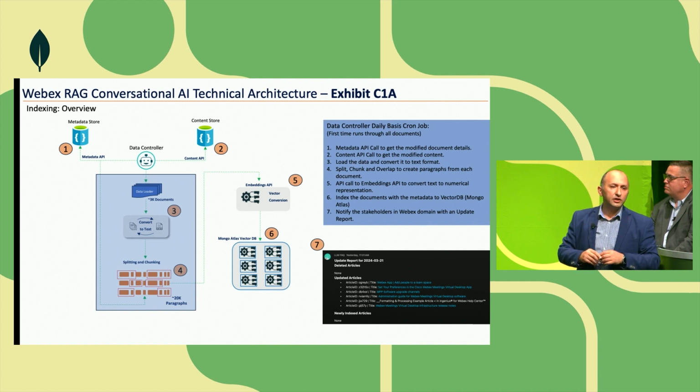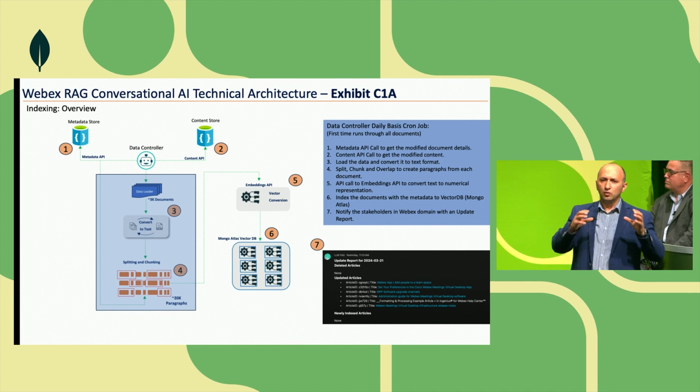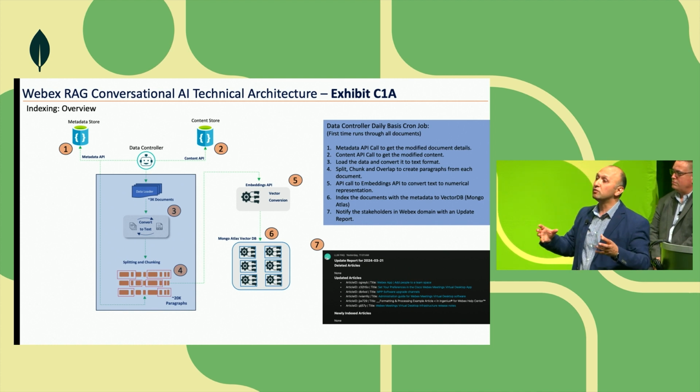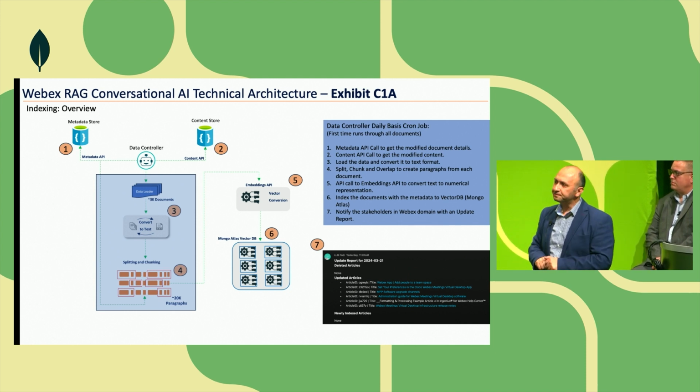At the very beginning, we run through all these documents. The metadata API gets all the metadata of these documents, end to end: what's the content URL, what's the persona, what's the product, what's the operating system, keywords, and so on. For each URL, we make the content URL API call to get the content. The data controller does all these API calls.